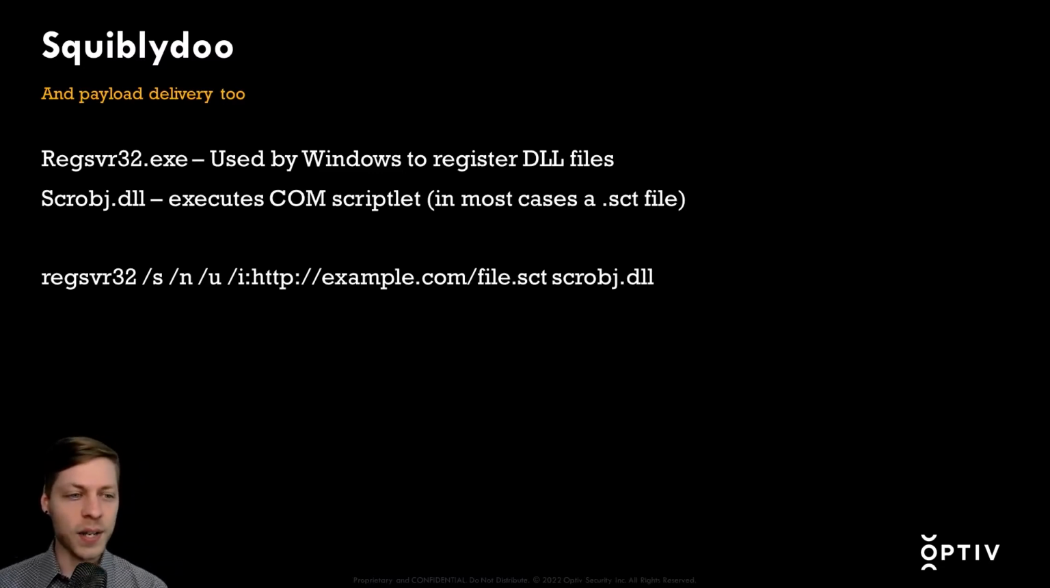Criteria 2, unexpected functionality. These SCT files don't have to be located on the host's file system. They can be on the internet somewhere. And then criteria 3 is that functionality is very useful to a threat actor. So you run regsvr32, it calls scrobj.dll, and scrobj.dll, basically doing zero validation, runs whatever the contents of that SCT file are.